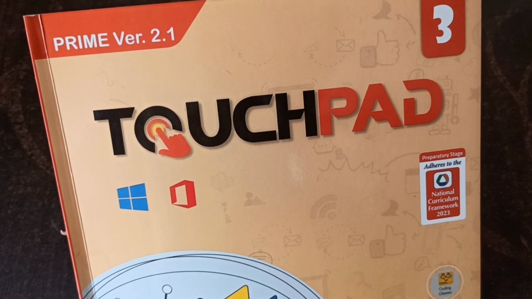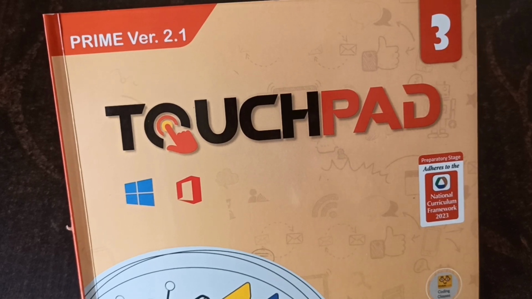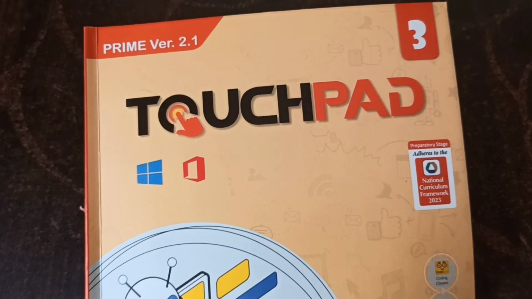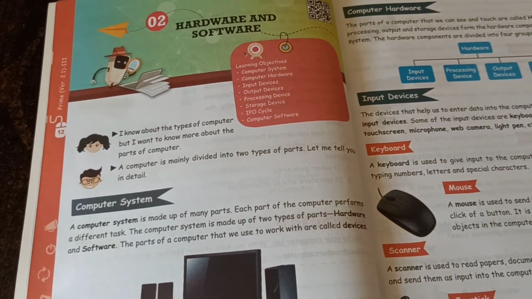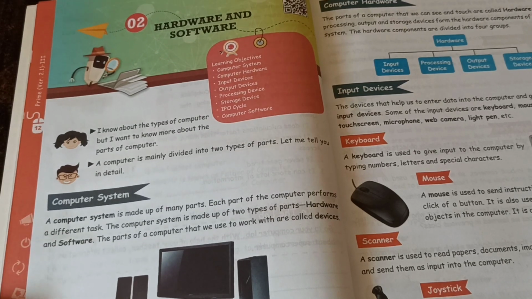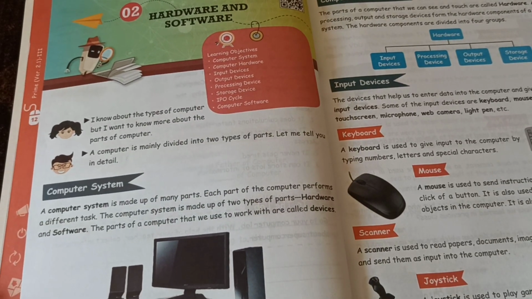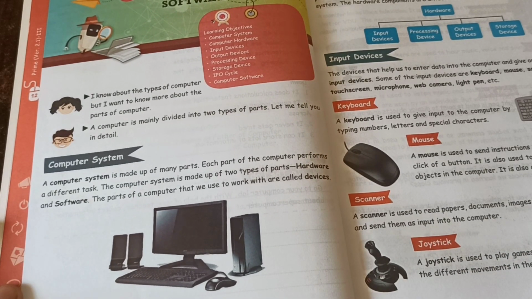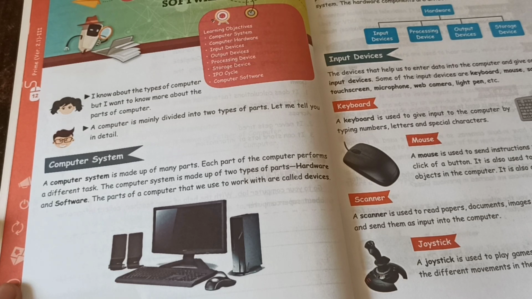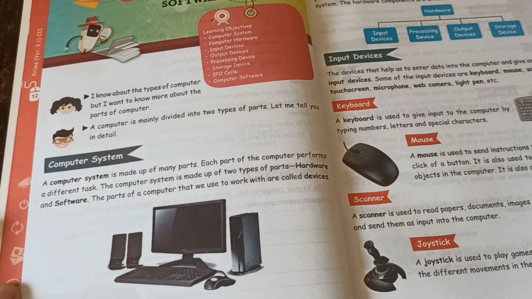This is our computer lecture, Touchpad 3, Class 3, CBSE board. Kids, today we start a new chapter on page number 12. Today our chapter name is Hardware and Software. From this chapter we learn the learning objectives: computer system, computer hardware, input devices, output devices, processing devices, storage devices, IPO cycle and computer software.